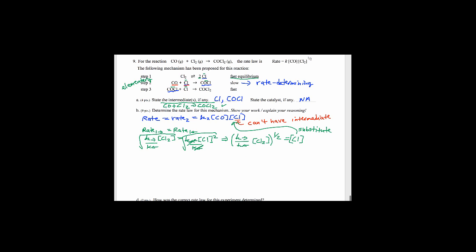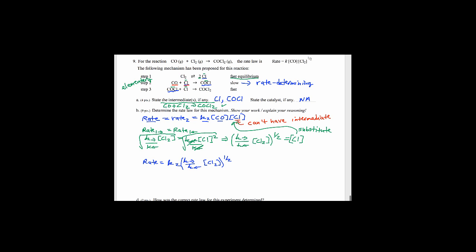So if we do that substitution, then we have rate equals k2 times k forward over k backward times the Cl2 concentration, and all of that is to the 1/2 power.